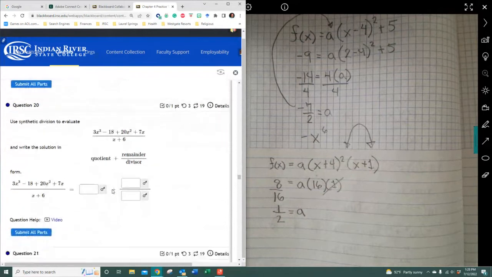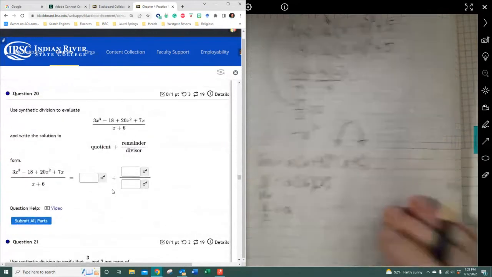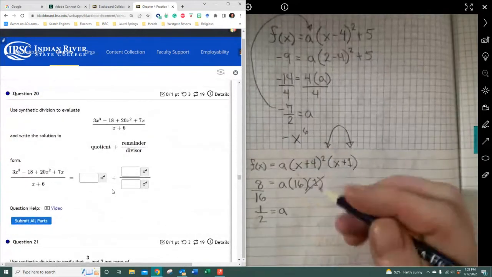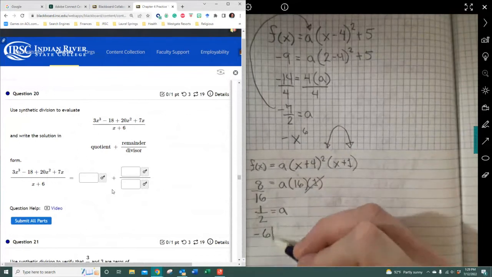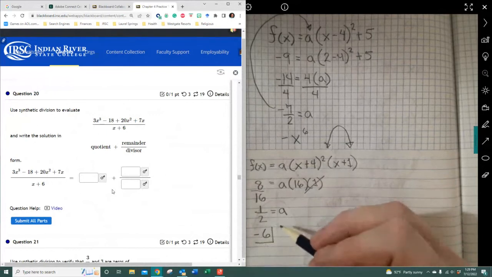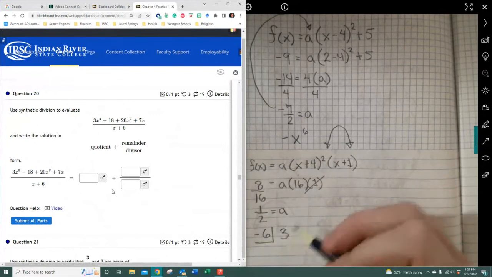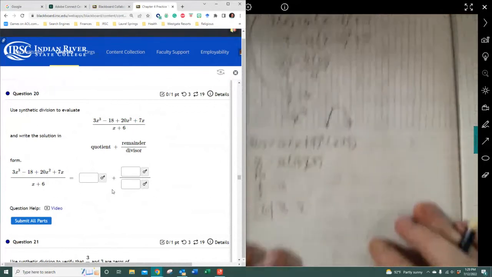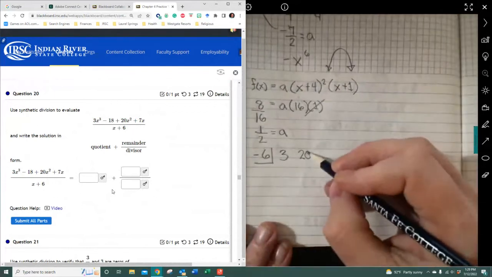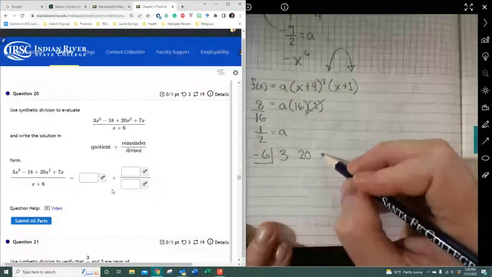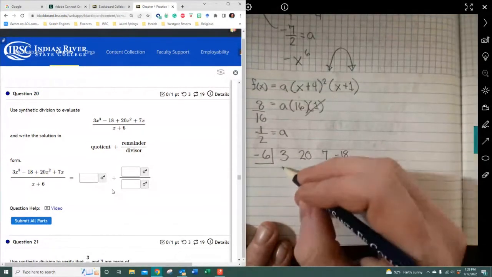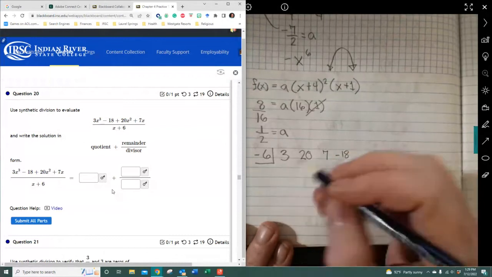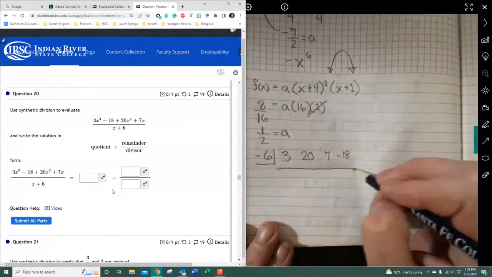All right, number 20. Now, number 20 is using synthetic division. So remember, you have to take the opposite of whatever value is showing there, put it in a half box like such, and then make sure that you're in order, which we're not. So we're going to put in order when I write it. So it's going to be 3, 20, 7, and -18. Now we don't know this is a 0, actually. It doesn't say that. It is a 0.